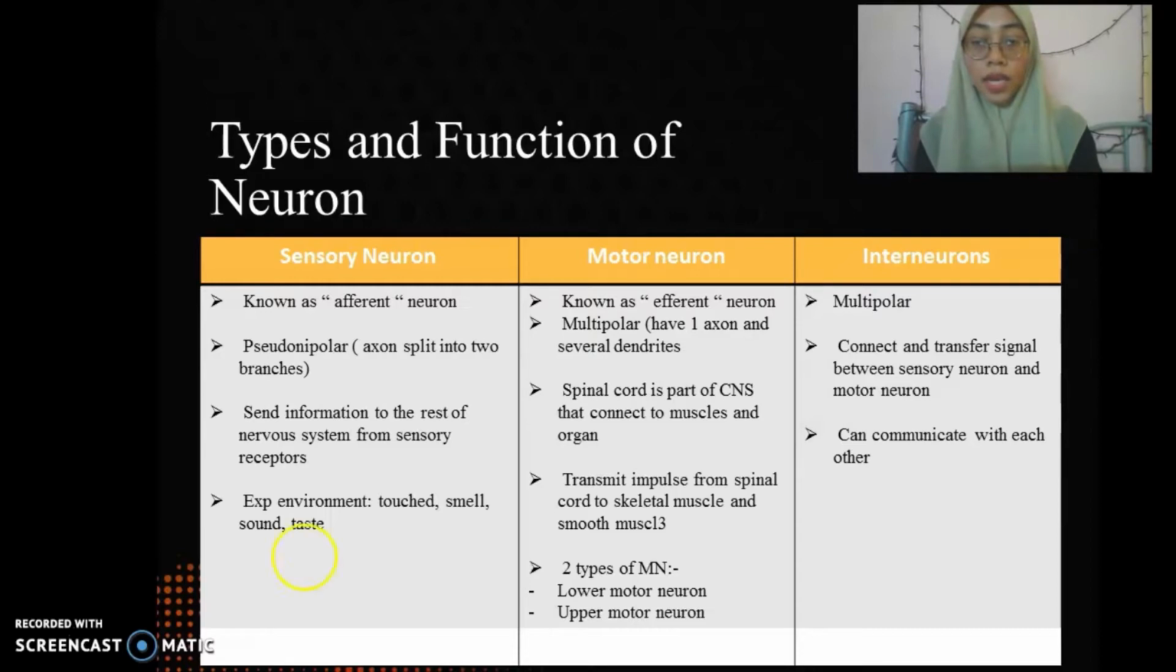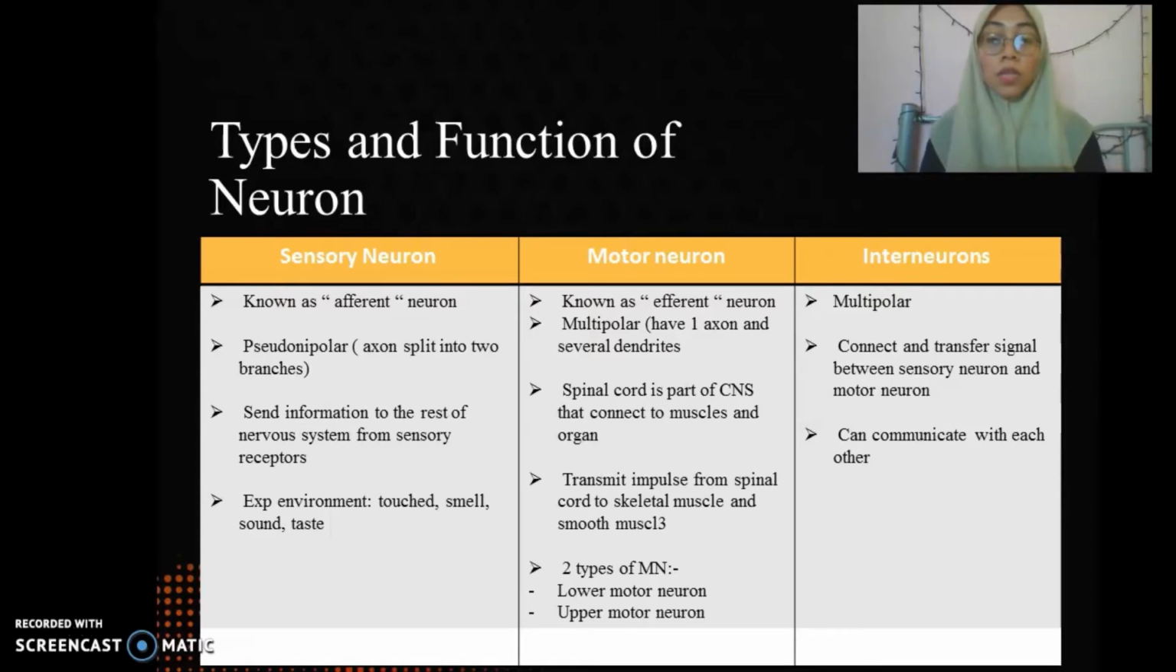Okay, next is motor neuron. Motor neuron is known as the efferent neuron. It is multipolar, which means it has 1 axon and many branches. The motor neuron of the spinal cord is part of the CNS and connects to the muscle and organ. The motor neuron's function is to transmit all the impulses from the spinal cord to skeletal muscle and smooth muscle.